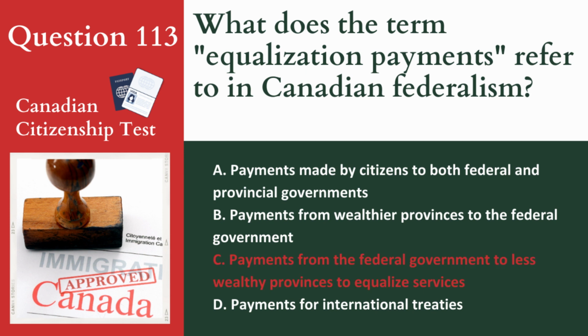Answer: C. Payments from the federal government to less wealthy provinces to equalize services. Equalization payments are designed to ensure comparable levels of public services across the provinces.